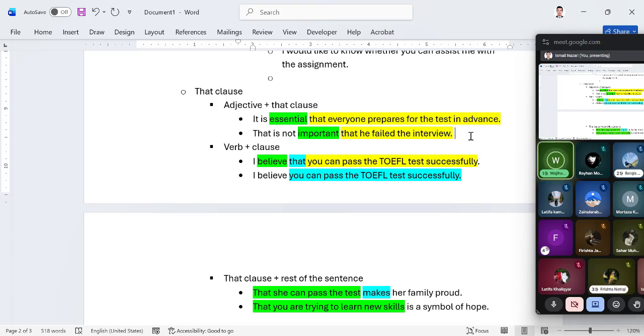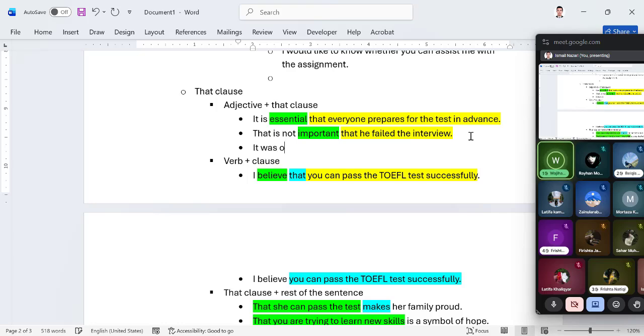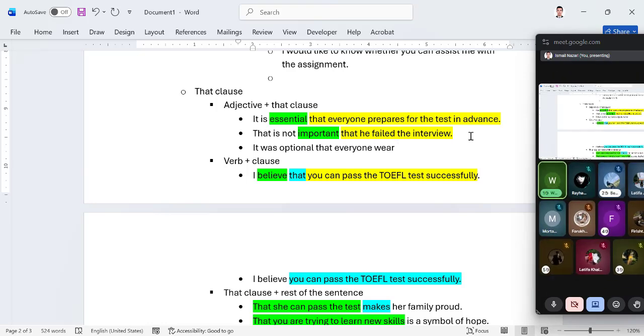It was optional that everyone should wear blue cloth. It was optional that everyone wear the blue cloth. The blue cloth, right?